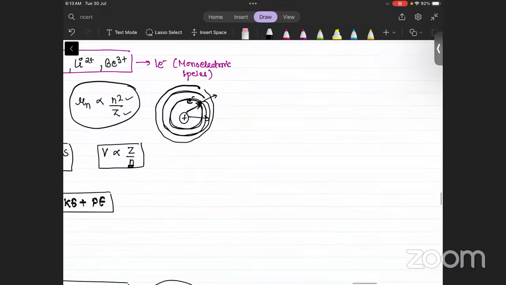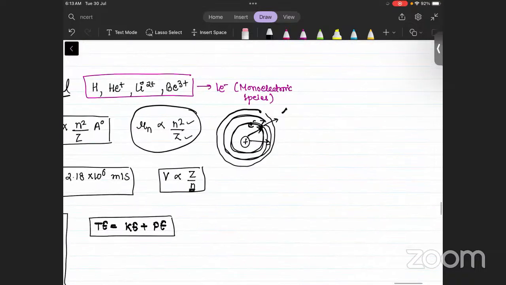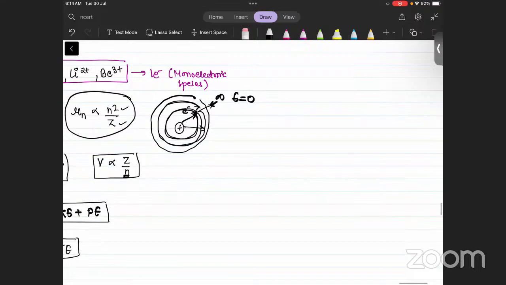Then what did we learn? First, we learned that at infinity, energy is taken as zero. So any orbit which is below infinity, for those the energy will be taken as negative. And one more thing you must add here: kinetic energy is the negative of total energy. This also you can add here. So at infinity, the energy is zero.